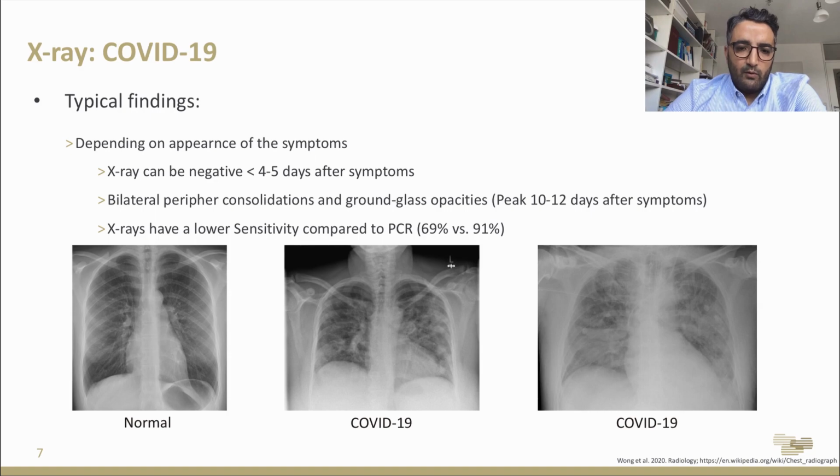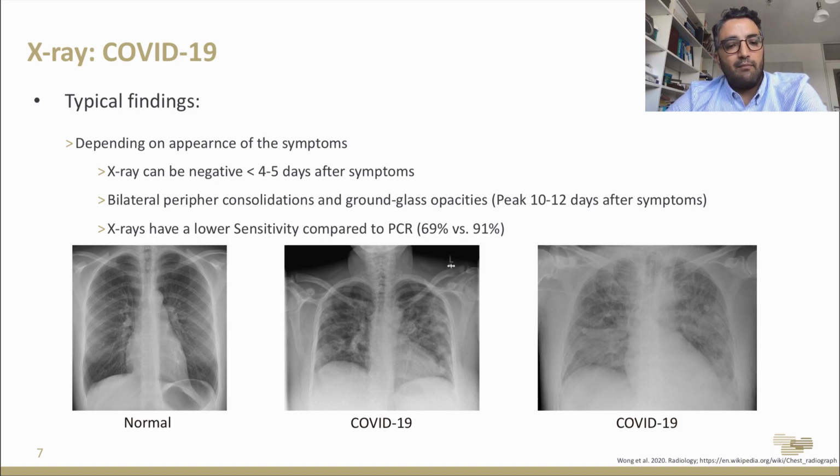Before we talk about the typical findings of X-ray, here's a normal X-ray. Here is a normal X-ray of a normal person, no diseases, a young person. How does it look when you have COVID? Well, that's different. There's not a very typical imaging for COVID. It is the distribution that makes it typical, and it depends on the appearance of symptoms.